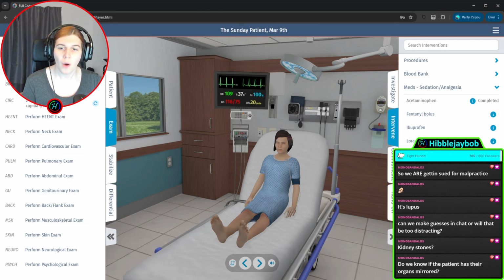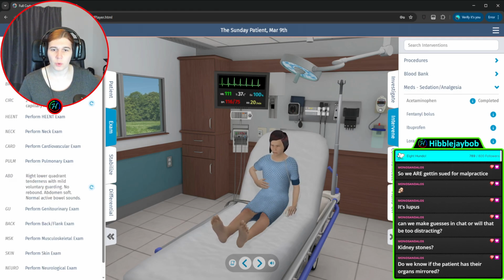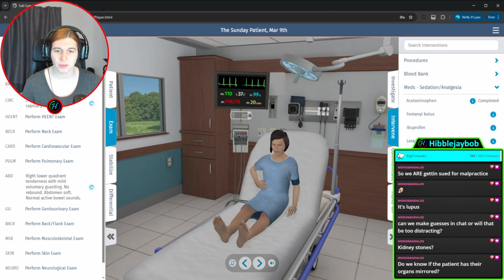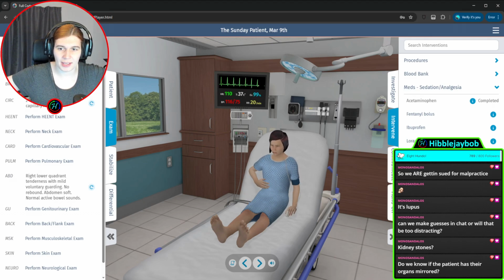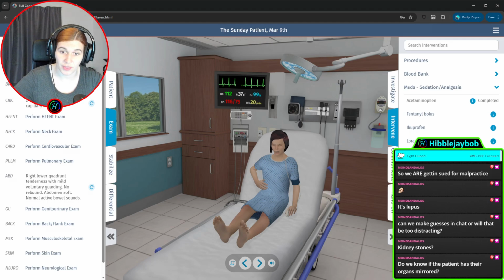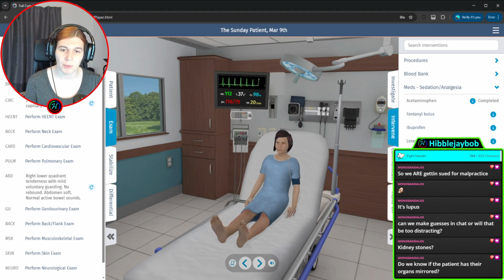Pulmonary exam. Okay, the abdominal exam is the one that we want to do. So perform an abdominal exam. We've got right lower quadrant tenderness with mild guarding, with no rebound, but the abdomen is soft with normal active bowel sounds. So this means we're not looking at a blockage of the colon at all, but we are definitely in pain.